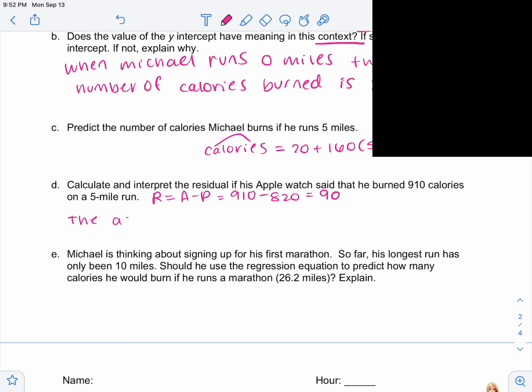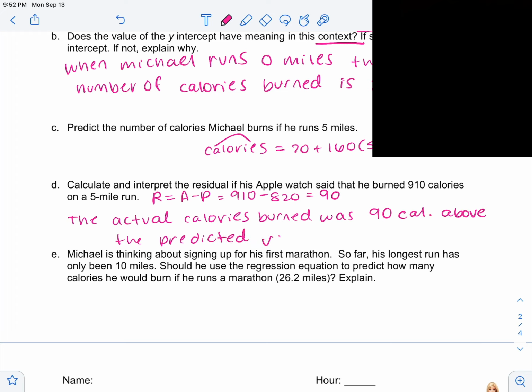And now we're going to interpret. So the actual calories burned was 90 calories above the predicted value for 5 miles. I'm going to make that a little bit more clear because it looks like smiles. So I'm going to update it to look like 5. So for 5 miles. Again, that 5 miles is that X equals number portion of the interpret.